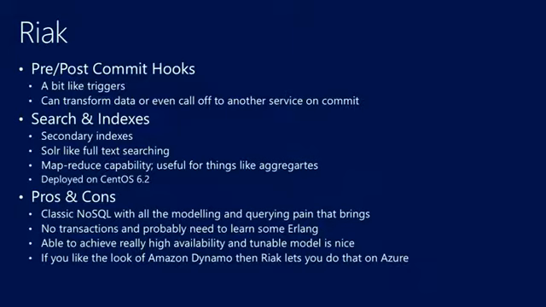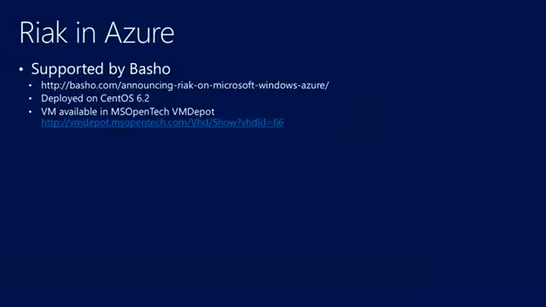It's kind of nice the way that model is tunable, and that's tunable on a per request basis. So you can tune for write availability on a per request basis, and you can tune for read availability on a per request basis. If you like the look of Amazon DynamoDB, or you're moving some stuff out of DynamoDB, running Riak is not a bad way to achieve that. It's supported by Basho, and in Windows Azure by grabbing their CentOS-based VM from the MS Open Tech VM Depot.